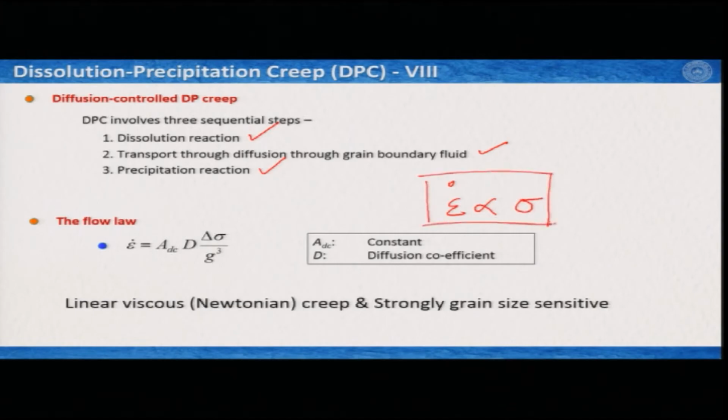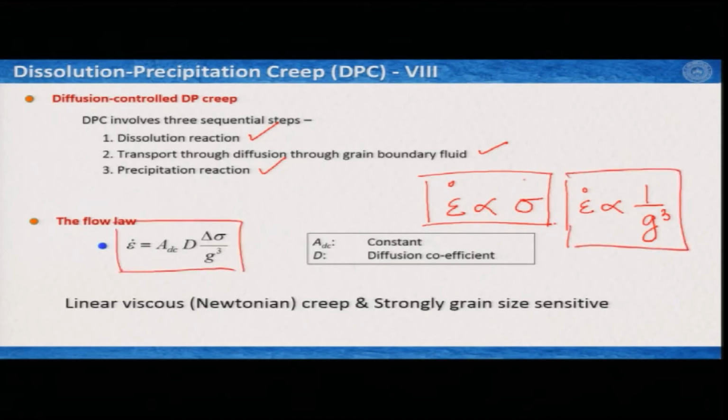So, this is linear. So, the flow is Newtonian, we can clearly see from the equation. And what is important is that strain rate is inversely proportional to grain size, and that too to the power of cube. So, that means it is extremely grain size sensitive. That means the lower the grain size, the faster the dissolution precipitation creep would happen.